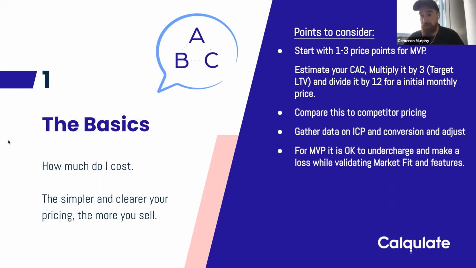But somehow you need to come up with an estimate for how much it will cost you to acquire a customer. What you're going to do is multiply it by 3, because like we said at the beginning of the talk, ideally you should be earning 3 times more from a customer as it costs to acquire them. And then you're going to divide that magic number by 12, and that will give you a monthly price. So you've estimated your CAC, you've multiplied it by 3, and you divided it by 12.